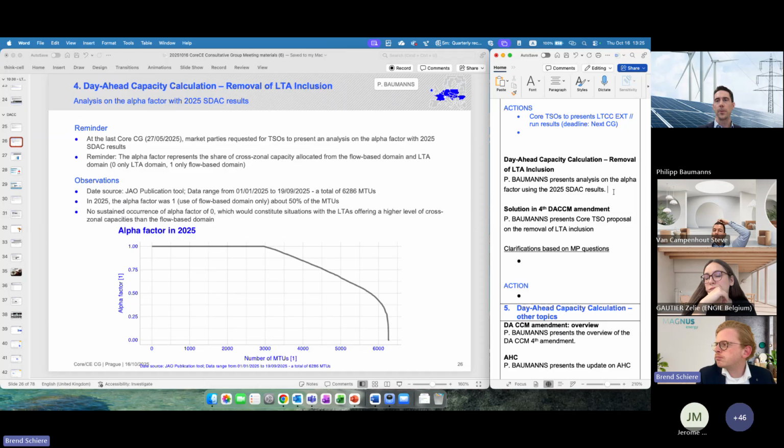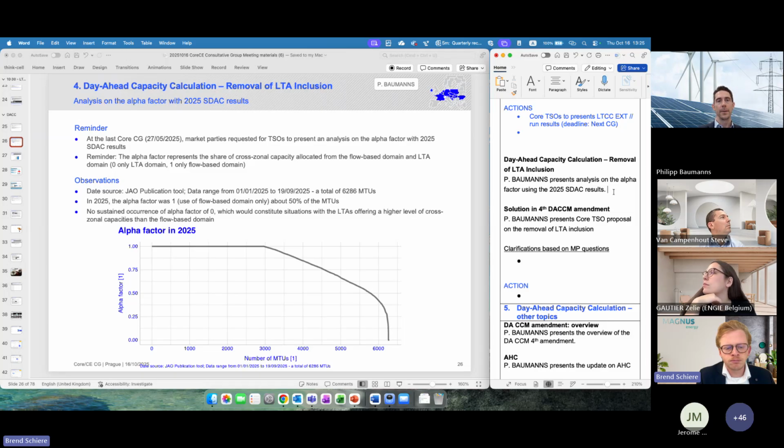But then you raised the question, to perform an analysis on the alpha factor. So how, to get a hint on how often actually the long-term capacity calculations are used in the day-ahead time frame, and we just put this data down for the first 9 months of this year.